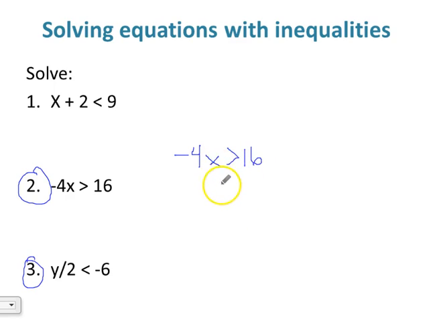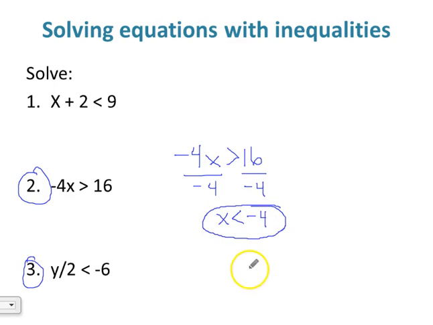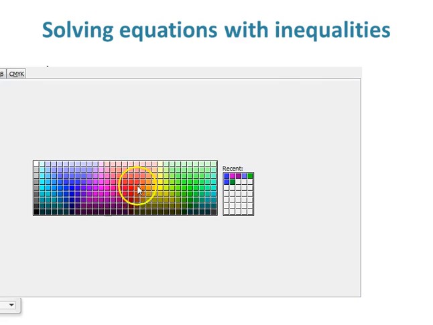So how do I solve for x? It's being multiplied by negative 4, so I'm going to divide each side by negative 4. What do we do to the inequality sign when we divide by a negative number? We switch the direction of it. So 16 divided by negative 4 is negative 4. So now we've got our answer: x is less than negative 4. Moving on to that last one.